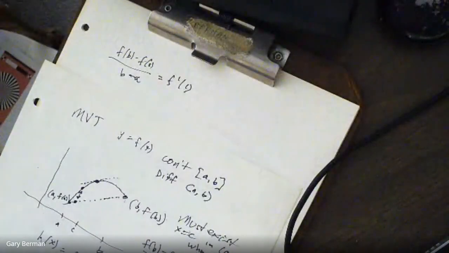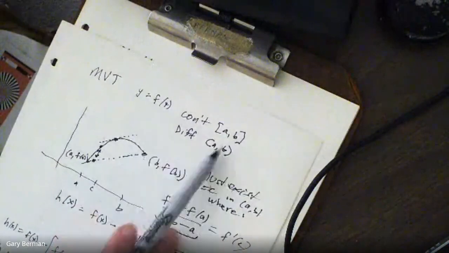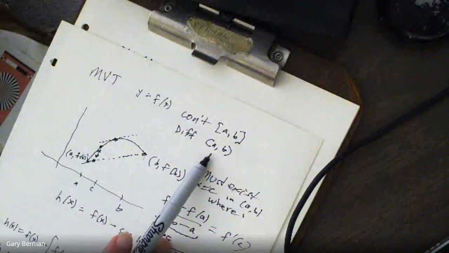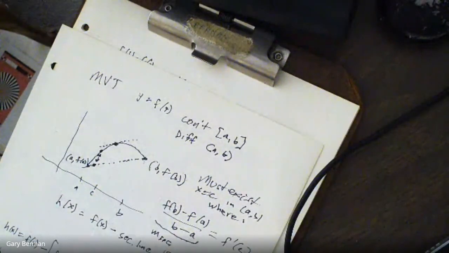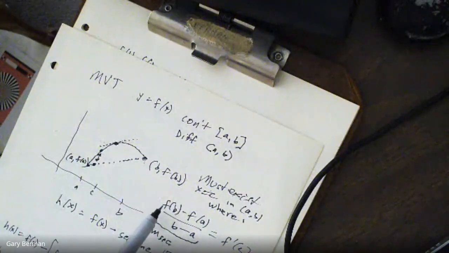So summarizing, what does the mean value theorem say? It says if I have a function continuous on a closed interval, differentiable on the open interval, then there must be some place in between the endpoints, which we call x equals c, where the derivative is given by f of b minus f of a over b minus a.